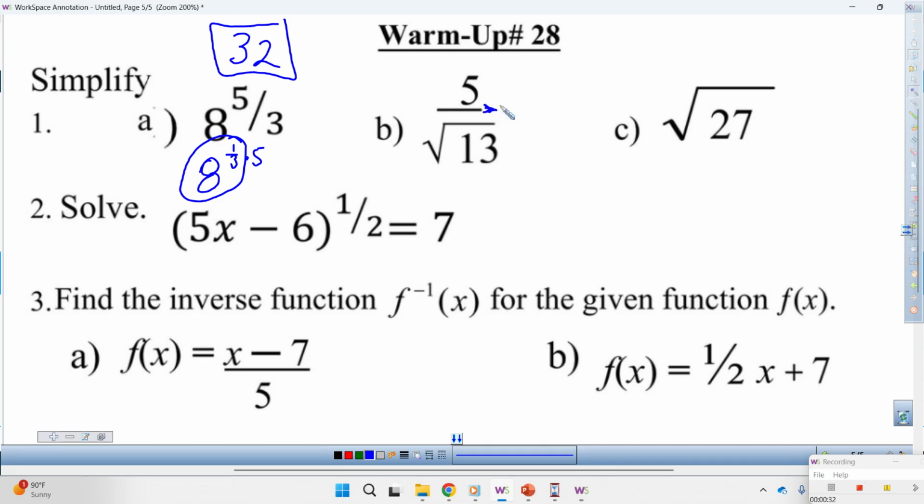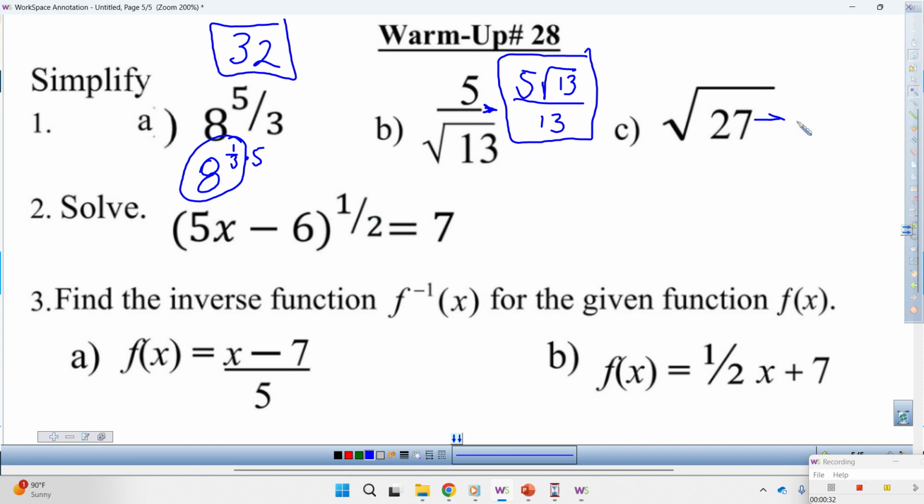Show your neighbor really quick, and Autumn's going to pass someone. Answer for 1B. Michelle. Five square root of 13 over 13. Is that what I heard? Hands if you got that. That is correct, Michelle. Let's go.